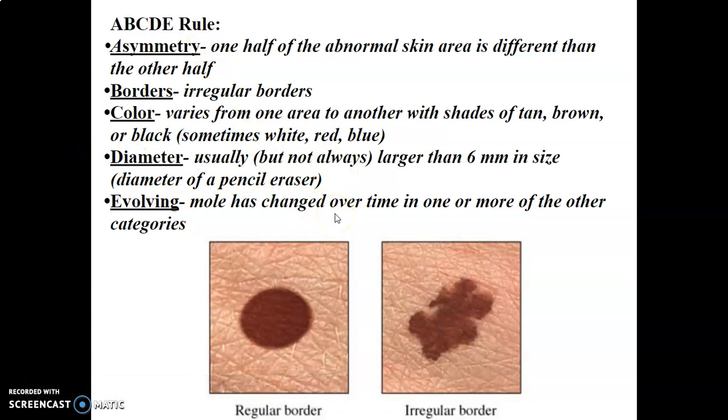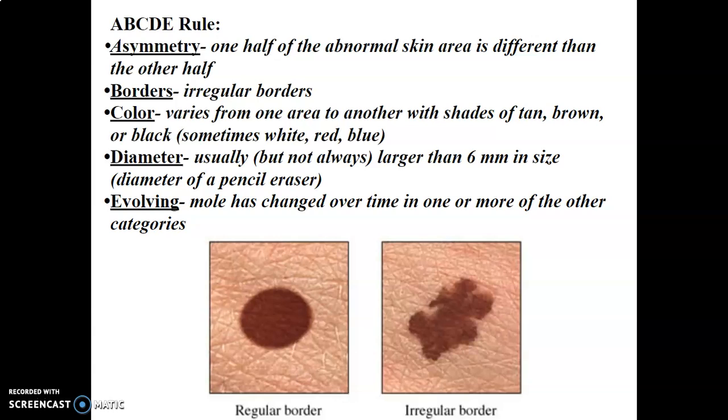D is for diameter. This is not always the case, but think of the size of a pencil eraser. That's right about 6 millimeters. Moles tend to stay that size or smaller unless they're a marker for a possible type of cancer. Now, you could have a large mole, the size of a quarter or something around that size, and it could be not a sign of anything. This is just typical. Now remember, birthmarks and moles are very different from each other. We'll cover birthmarks in some other section of our notes.